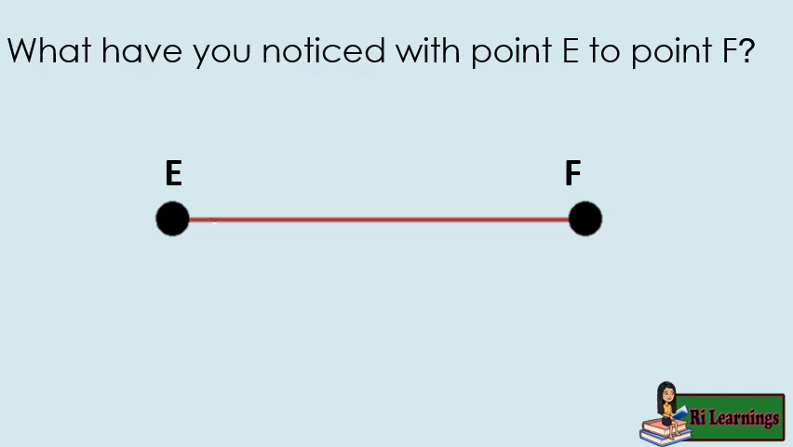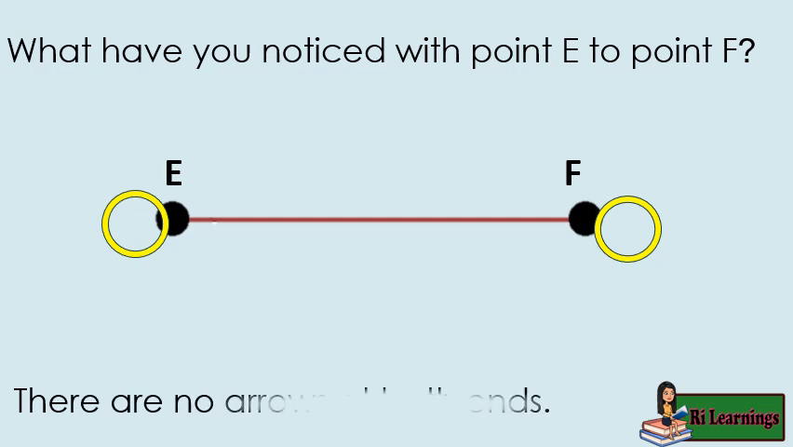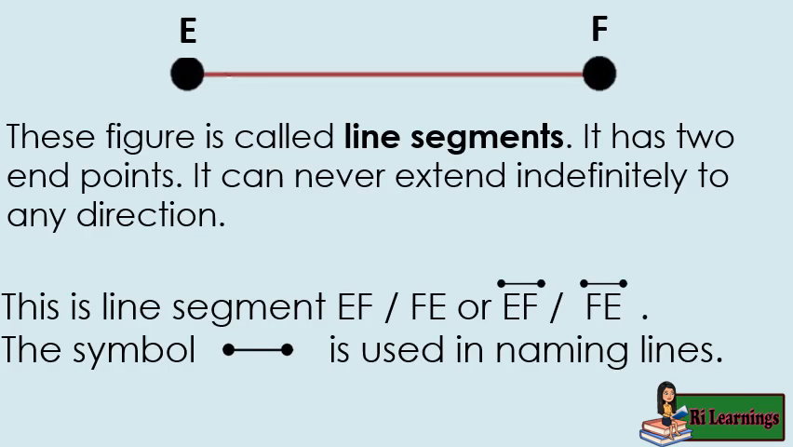What have you noticed with point E to point F? There are no arrows at both ends. This figure is called a line segment. It has 2 endpoints. It can never extend indefinitely in any direction. This is line segment EF or line segment FE. It can also be written as capital EF or FE with a line segment symbol on top. This symbol is used in naming line segments.